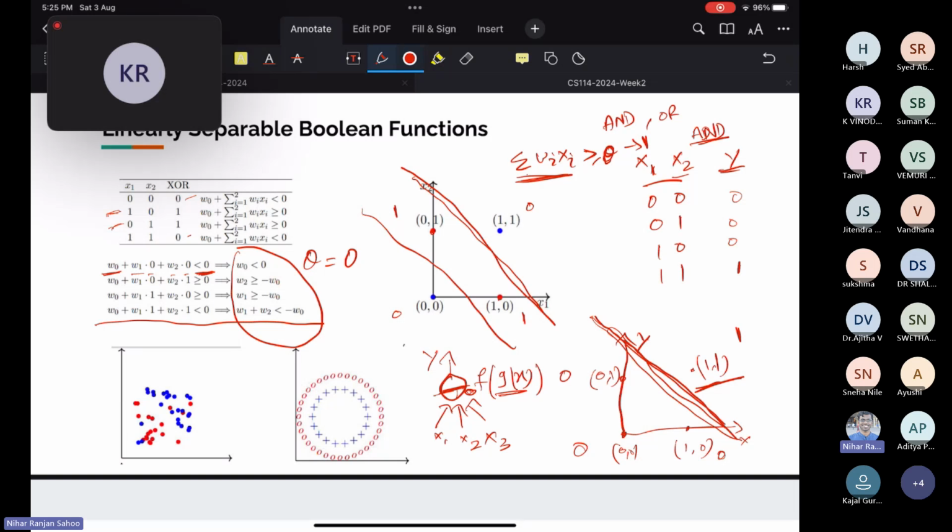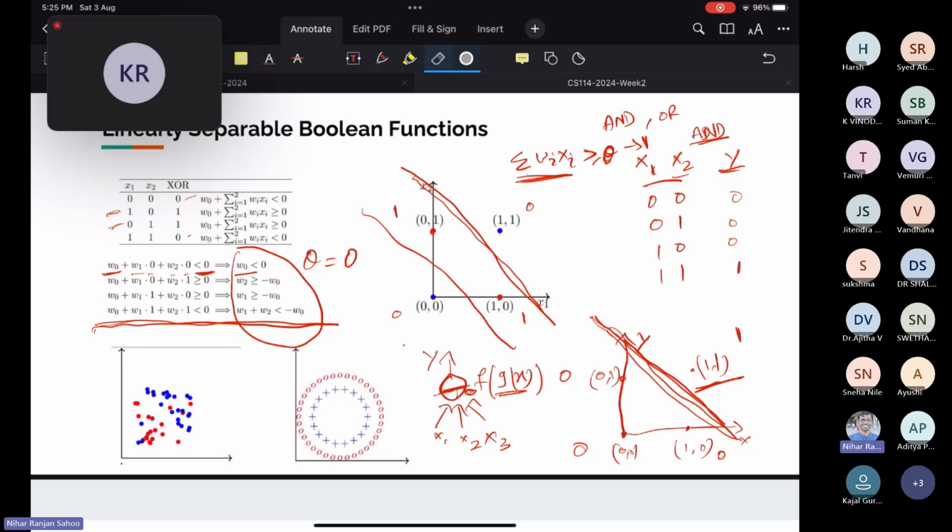But in this case, we cannot come up with a set of three values W0, W1, W2 that will satisfy all these four equations for XOR. So that's a mathematical way to show that XOR is not linearly separable. Diagrammatically, we can imagine and visualize why it is not linearly separable, and this is the mathematical way. How can we prove that XOR is not linearly separable?